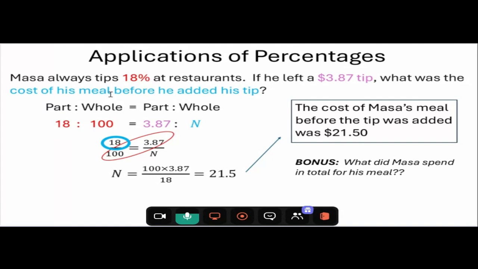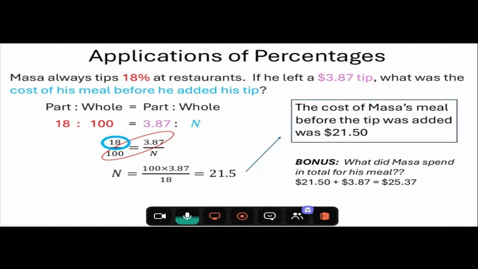Oh, bonus question. What did Massa spend in total for his meal? I don't know if they'd ask you this or not, but they might. So he spent $21.50. Then he added on a $3.87 tip, like so. So he spent $25.37 in total. Okay, there's our second quick example.